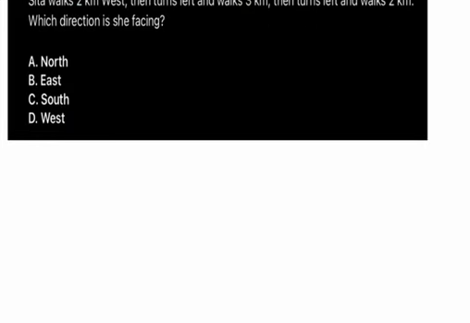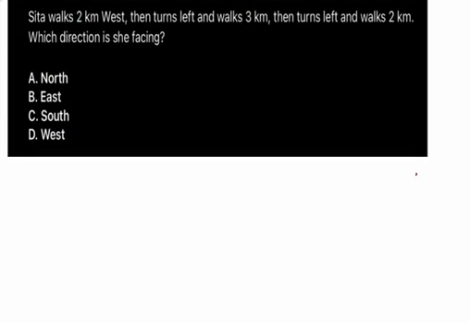Sita walks 2 kilometers west. First, on one side you can draw this diagram. This is north, this is south, this is east, this is west. Sita walks 2 kilometers west. This is the west. 2 kilometers west. Then she turns left.